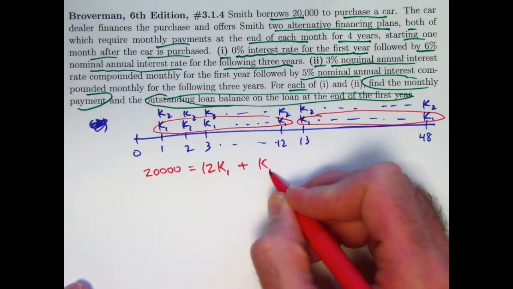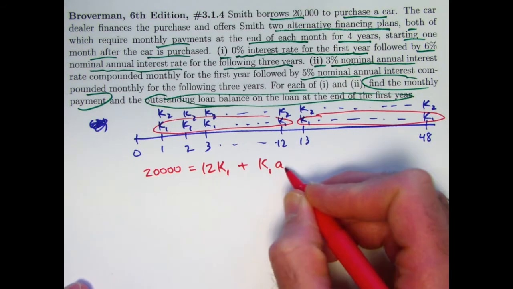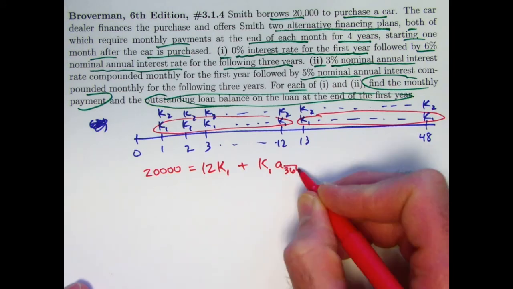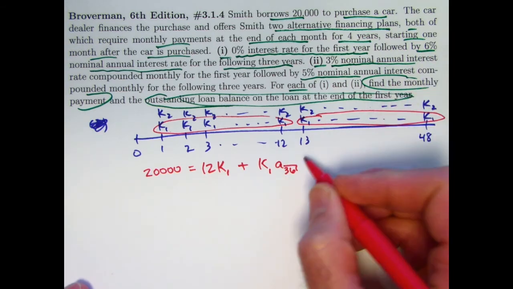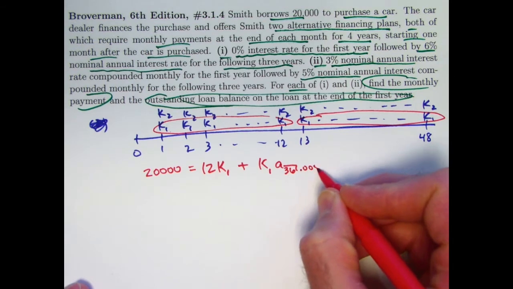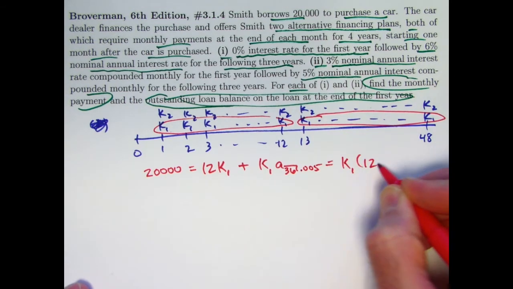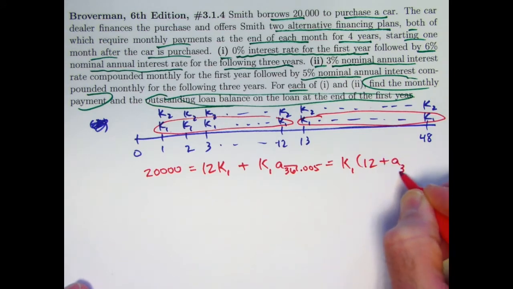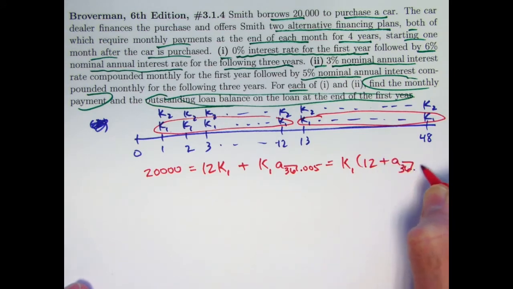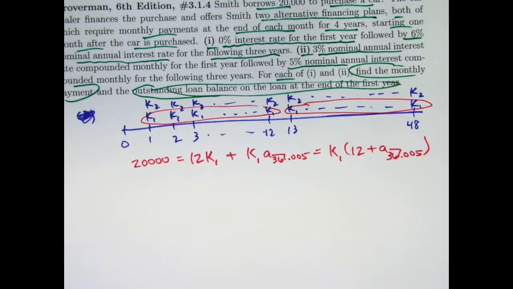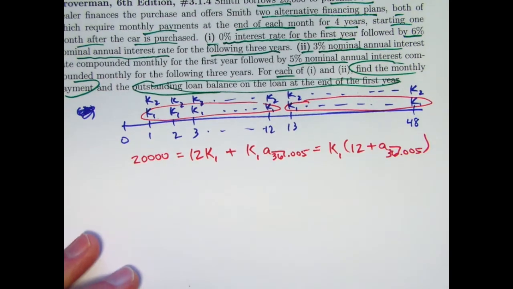But we are going to have K1 times A36. Again, 6% divided by 12 is 0.005. We can factor K1 out of this if we like. So once we find A36, add 12 to it, we can divide both sides by that thing to get the value of K1. Let's use the calculator now.